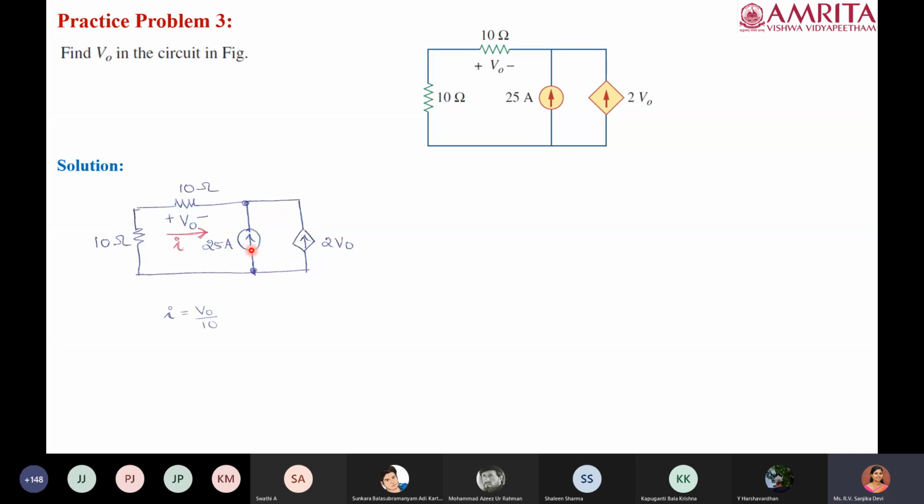We can assume a current direction and determine its value. If the value is positive, our assumed direction is correct. If the answer is negative, our assumed direction has to be opposite.